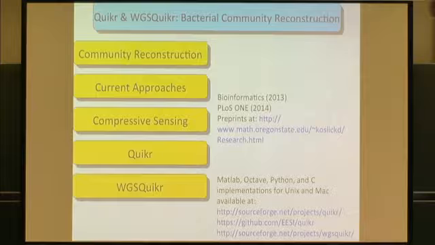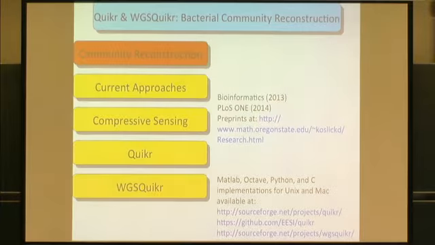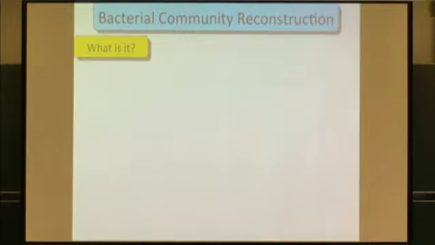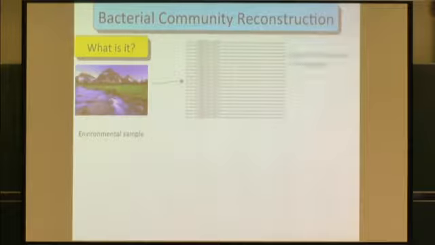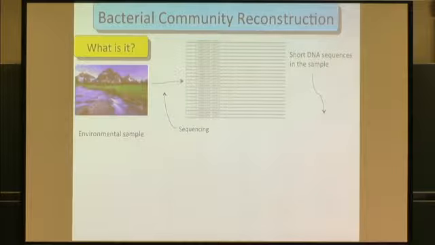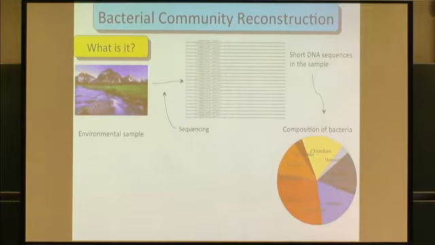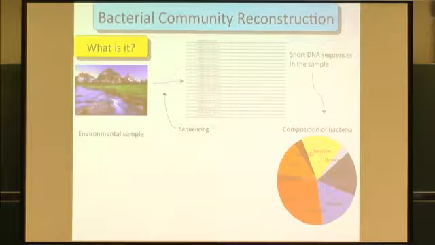So let's go ahead and start at the beginning, talk about community reconstruction. Typically with this talk, I had a lot more slides going into detail, but I'm pretty confident that everybody now knows what bacterial community reconstruction is. But just a quick refresher, we take an environmental or health-related sample, get a bunch of short DNA sequences from it via whatever sequencing technology that you want, and at the end get a composition of bacteria, one of these pie charts, as talked about in the beginning.